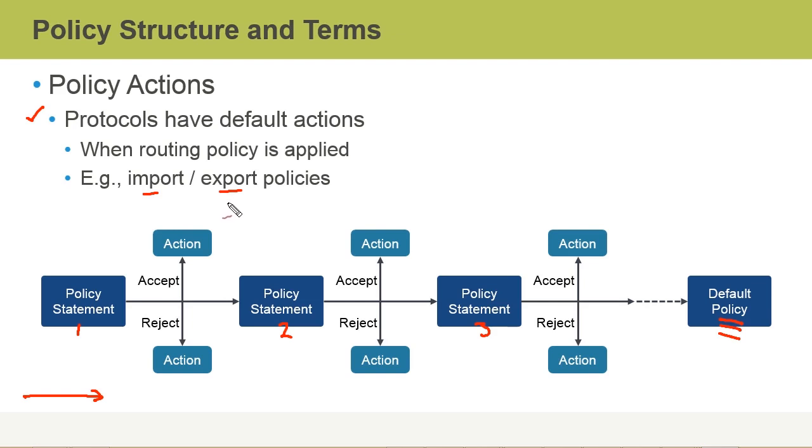As an example, the OSPF protocol and the RIP routing protocol have a default import policy of accept, but they have a default export policy of reject everything. So nothing's going out by default. The default action really depends on what protocol we're talking about, and whether we're talking about an import or an export.